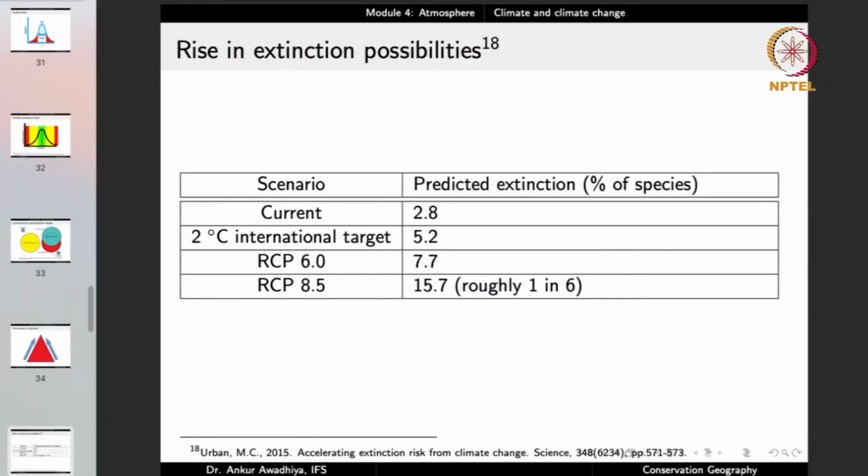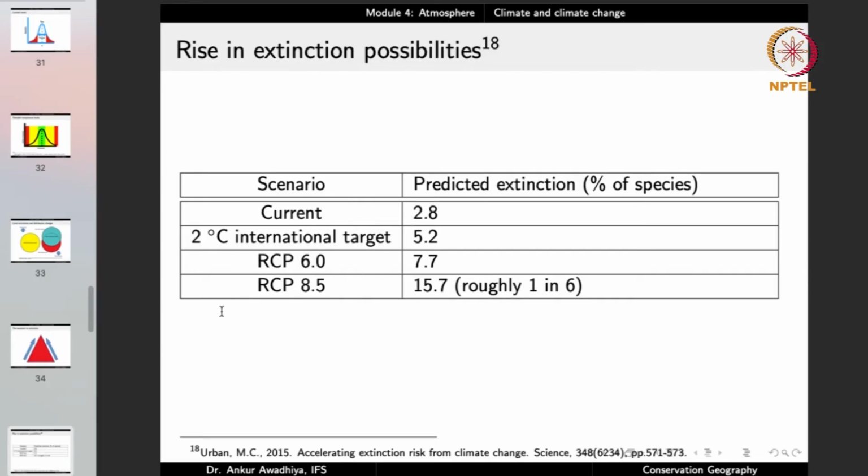And this is something that we are actually observing in a large number of species. They are changing their ranges, they are moving towards the poles, or they are moving to higher altitudes, but then this movement can only occur till a limit, after which the organisms are getting extinct. This is resulting in an increase in the extinction possibilities. So the predicted extinction currently is 2.8% of species are predicted to go extinct soon.